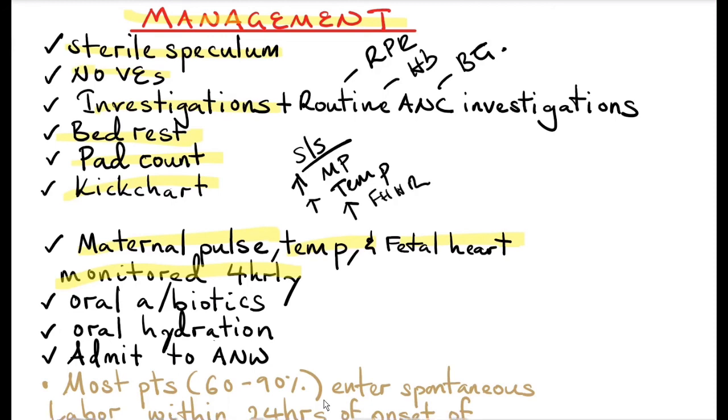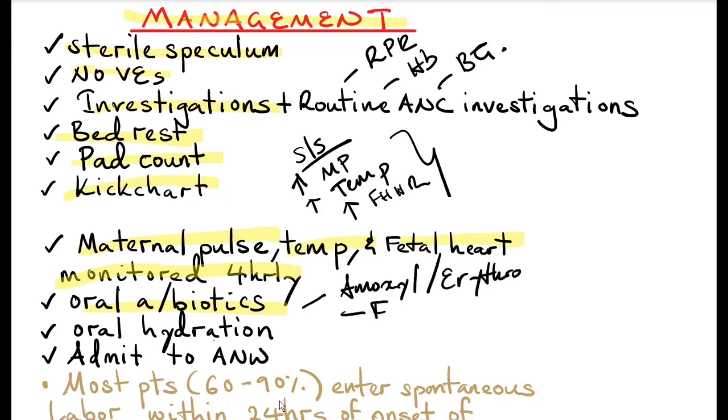So vitals are important in PROM to monitor for chorioamnionitis, and you have to put the patient on oral antibiotics. Antibiotics used should be amoxicillin or erythromycin with Flagyl. Encourage patients to hydrate orally because they are losing fluid. Then you admit the patient to the antenatal ward.